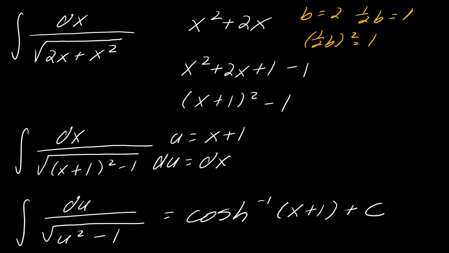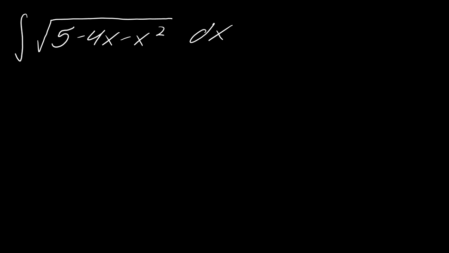Now, let's take a look at another one. So I've got 5 minus 4x minus x squared. Here's another case where, what else are you really going to do? Because if you think about this, this thing really can't be factored. Well, it can't be factored in a meaningful way, is what I'm trying to say.